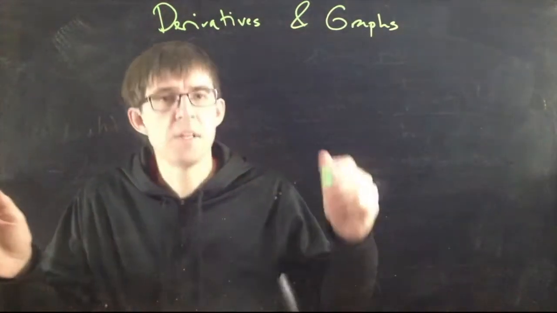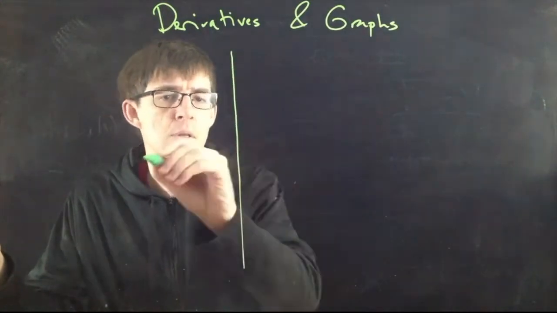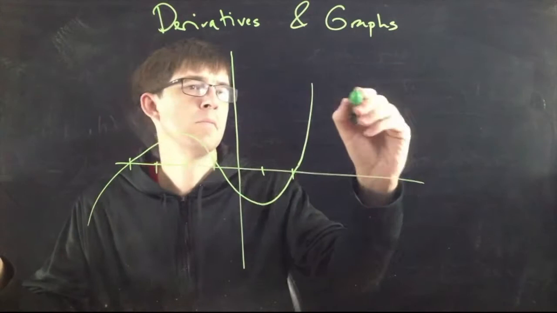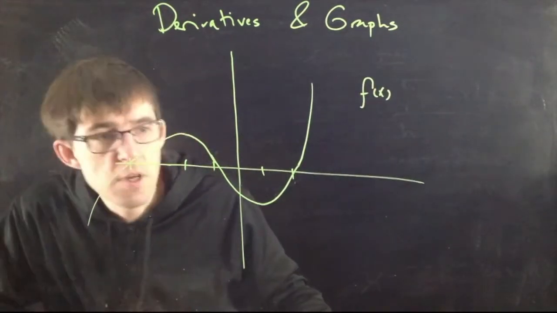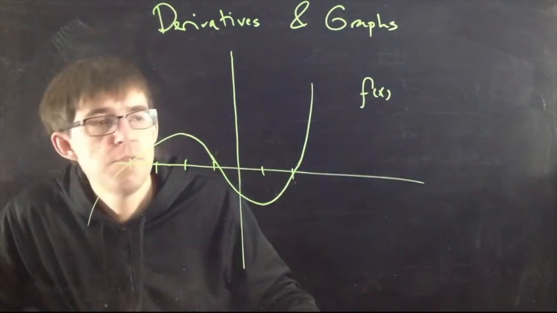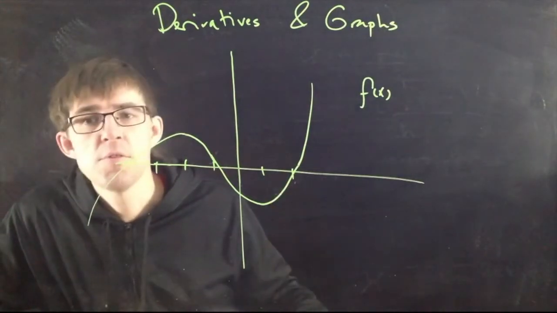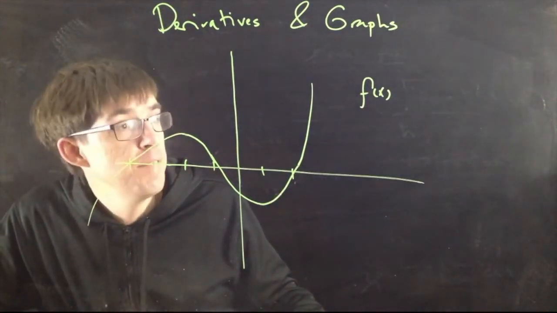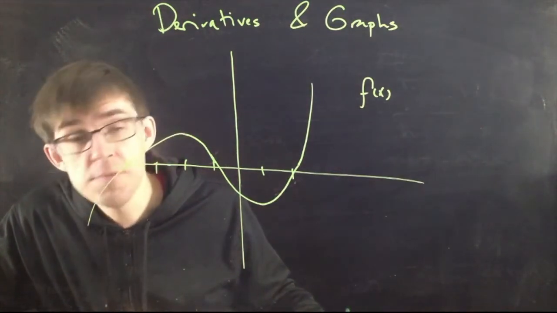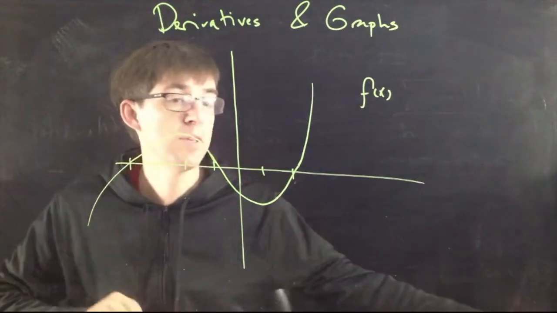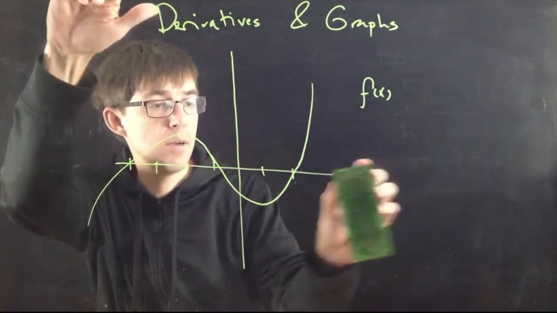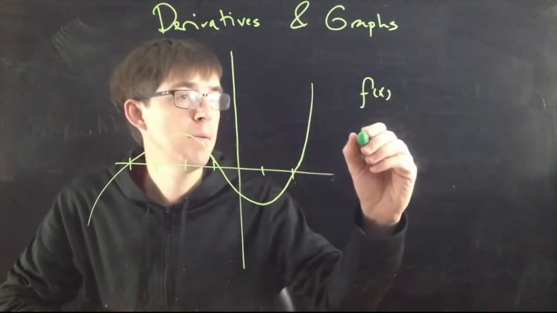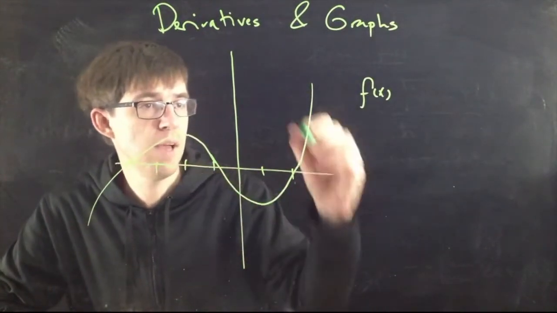Let's take a look. How about this function here? Now, I'm not giving you an equation for the function. Just by looking at the graph, though, we can say what certain values of the derivative are. Remember, the derivative of this function represents the slope of the tangent line on the graph. So, for example, this is a picture of f of x.